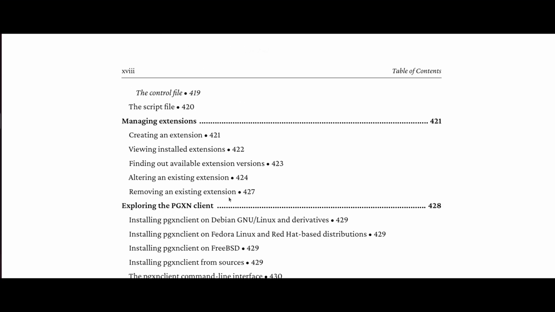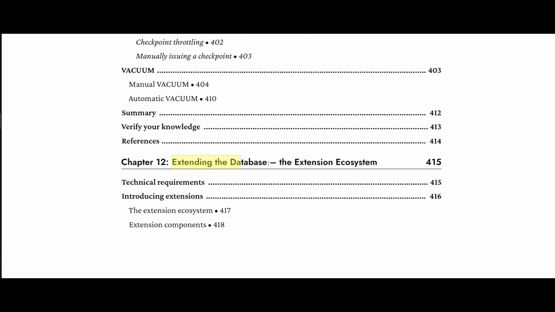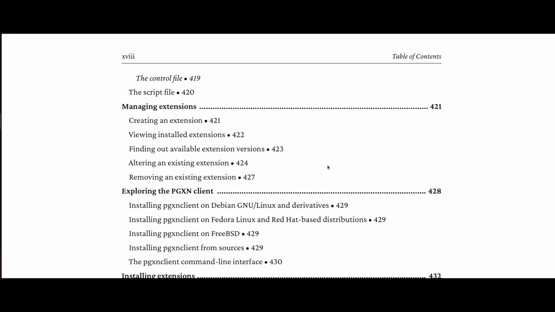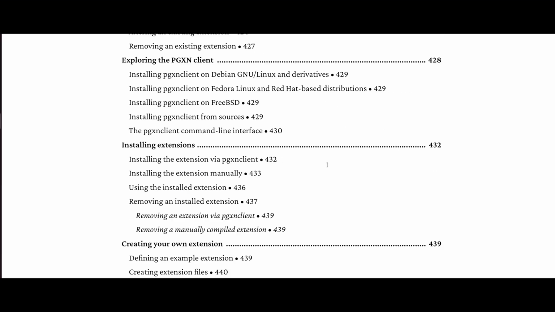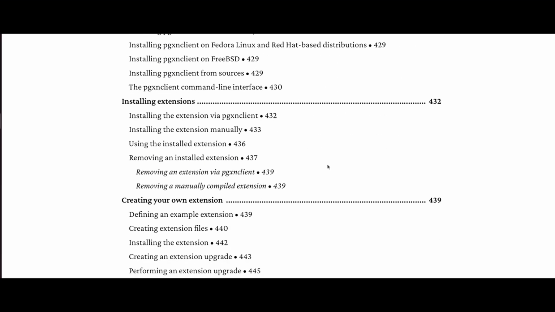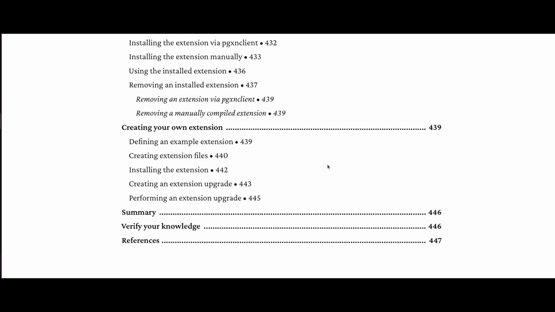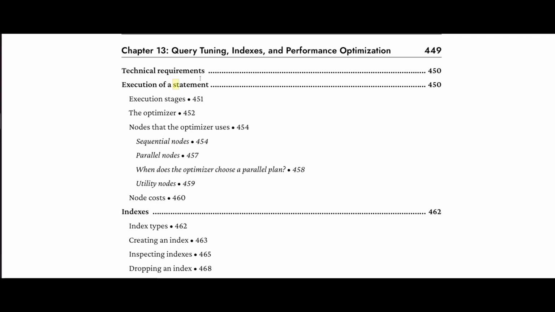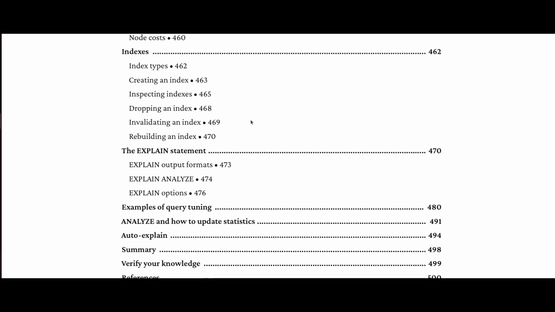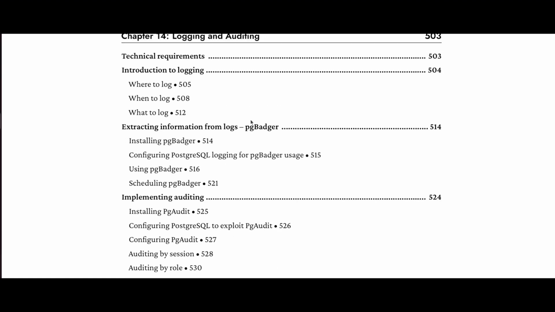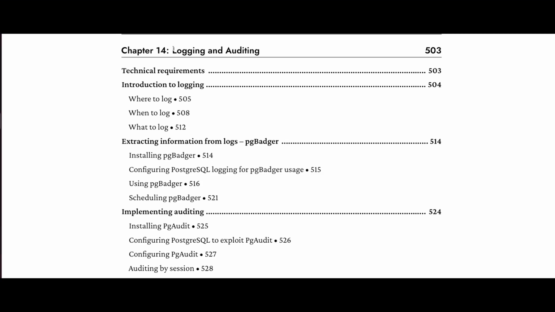Then we move into Chapter 12, extending the database with the extension ecosystem. What extensions are, we can manage them, a few of those that are available, and installing. And of course, creating your own extension, which is very useful here. Then we move into Chapter 13, query tuning your indexes and performance optimization, executing your statements, indexes, explain statements, and moving more into Chapter 14, logging and audit.